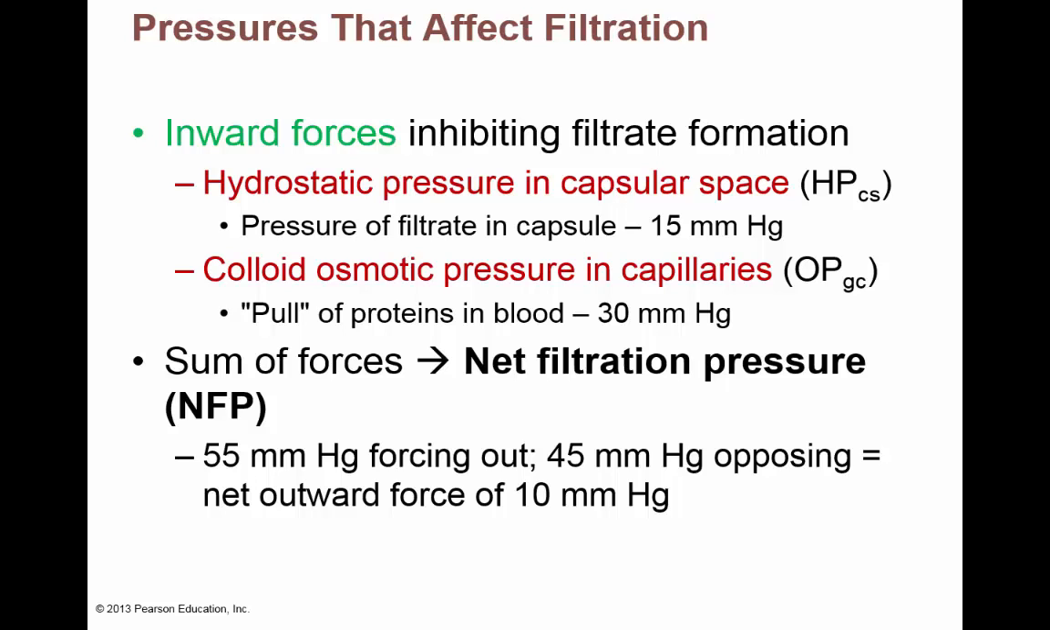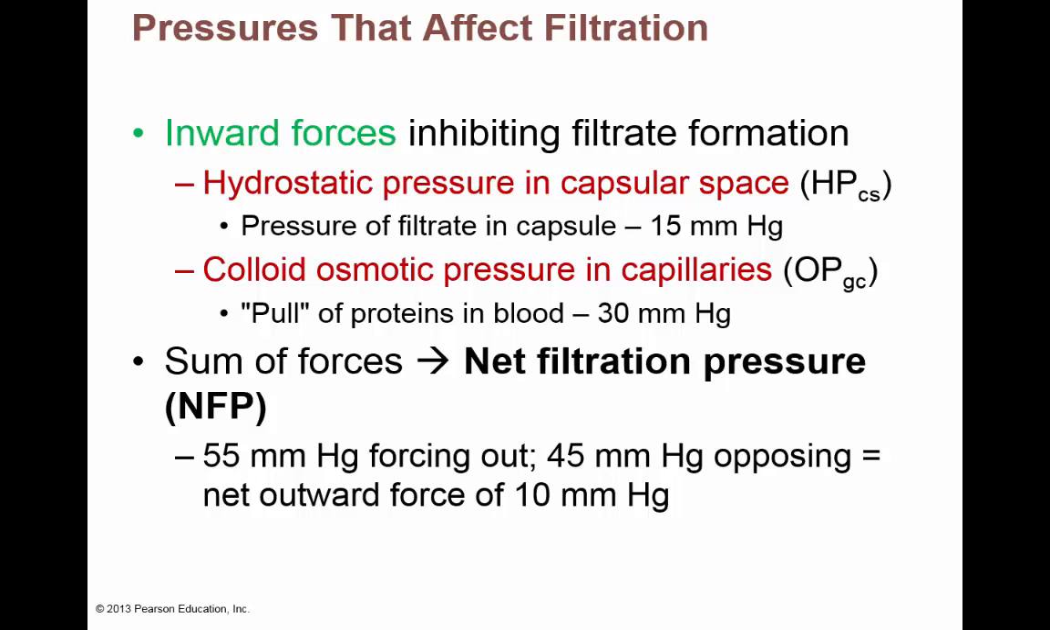So if we do the math, 55, that's what's saying let's make urine, minus the other two pressures that are saying let's stop, we should have a positive number. If this number is positive, urine will be made. As long as that hydrostatic pressure saying let's make urine is bigger than the other two, we can make urine.